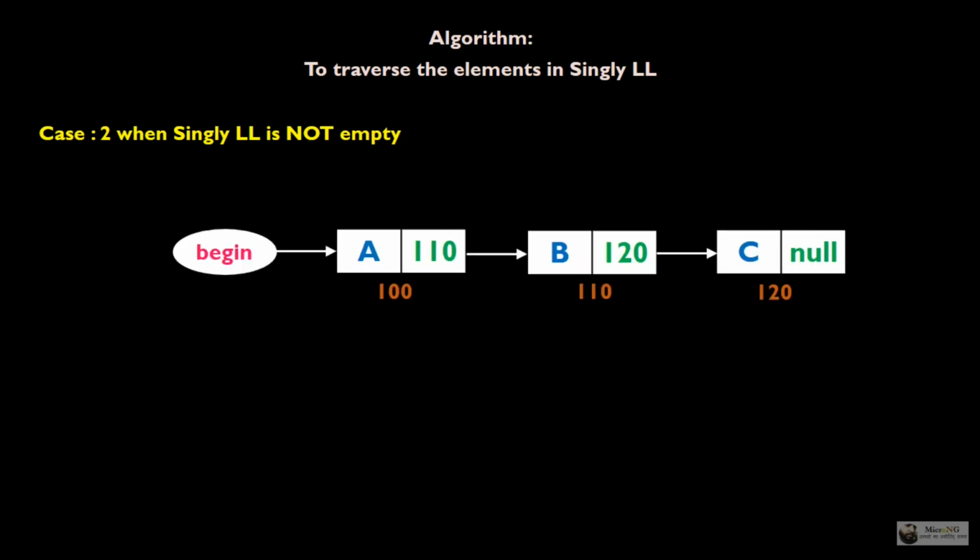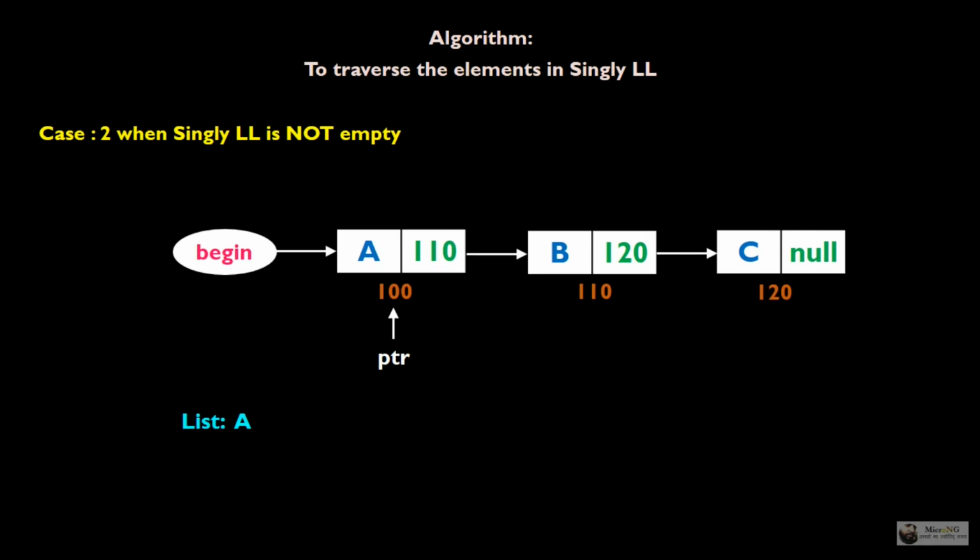We can see that there are three nodes with values A, B and C which are connected together using links, and begin is the pointer which is pointing to the first node. Now in this case, how are we going to perform the traversal? First we make a node pointer, PTR, which points to the first node, begin. By using this PTR we can access the data part of the first node.